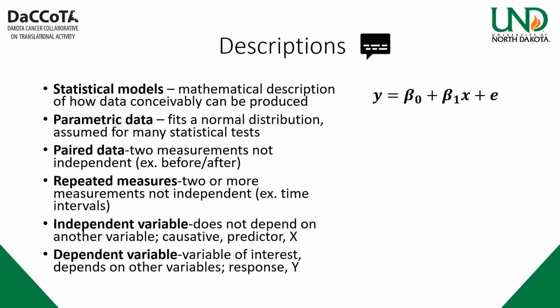You can think of this more simply as the intercept plus some sort of constant and another variable and then some error. And this helps describe how Y might be produced.